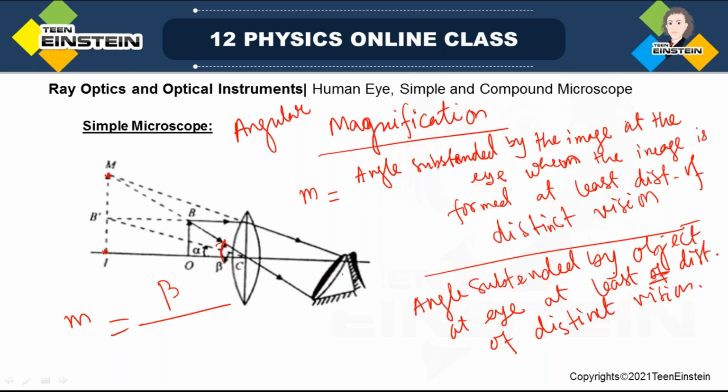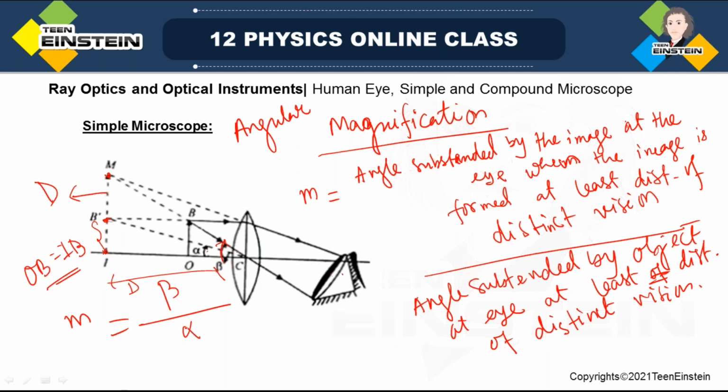the angle subtended by the object. Look, suppose the image has formed at D, this distance is D. Now the object also has to be taken at D, so you take a parallel ray over here. So OB is equal to IB, the length is the same. The angle subtended by this particular object, you can see, is alpha.